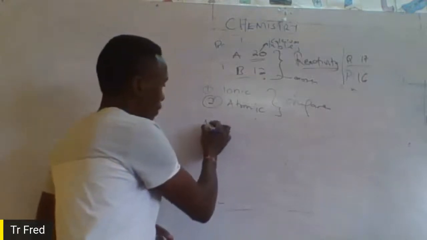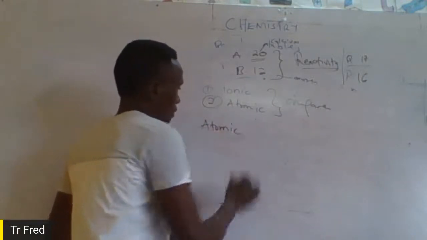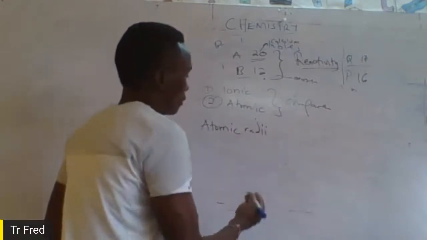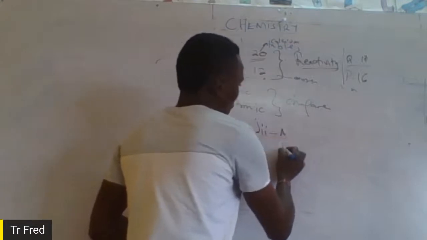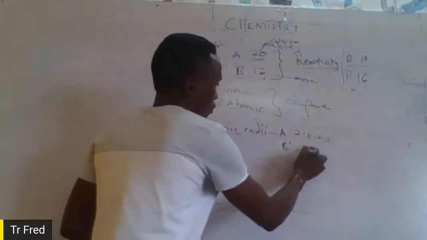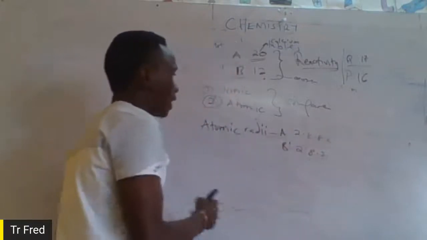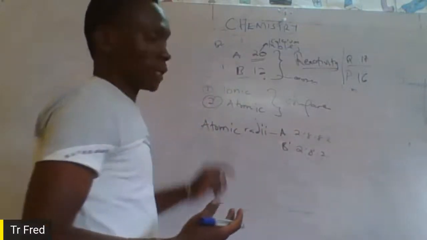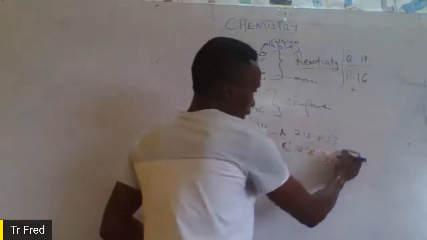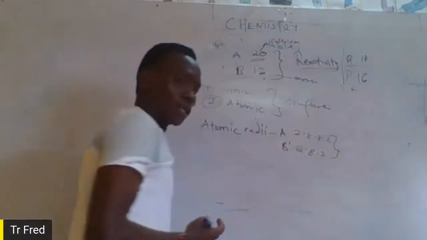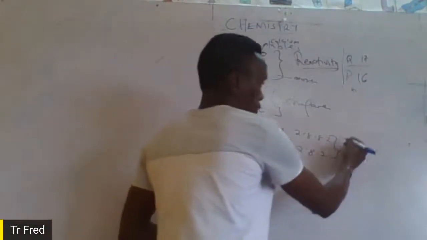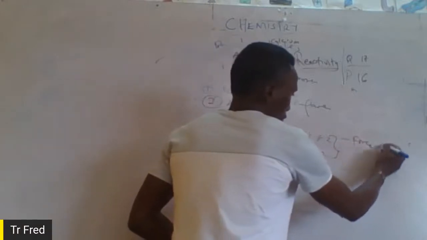Now, we can start with the atomic radius of the two elements. We said that the first one is A and B, where A was 2,8,2 and B was 2,8,2. How do we compare the atomic radius of the two elements? The size of an element is determined by the force of attraction between the nucleus and the outermost electrons.